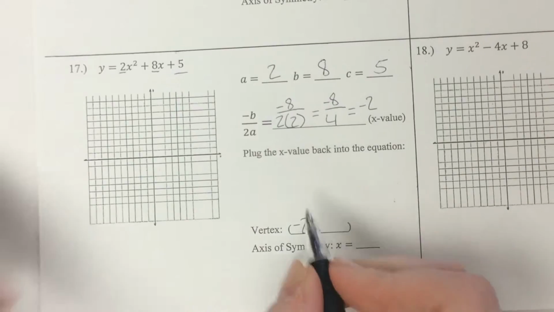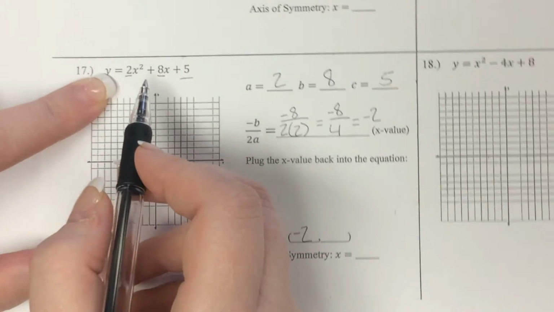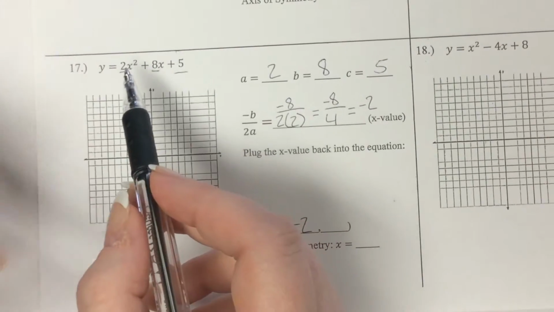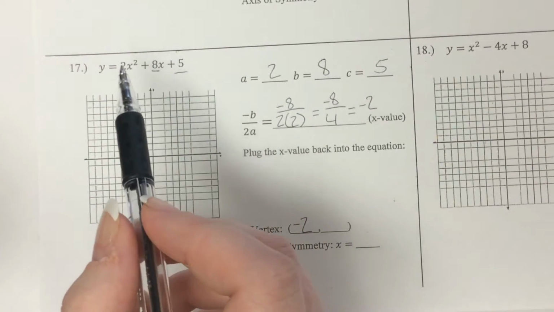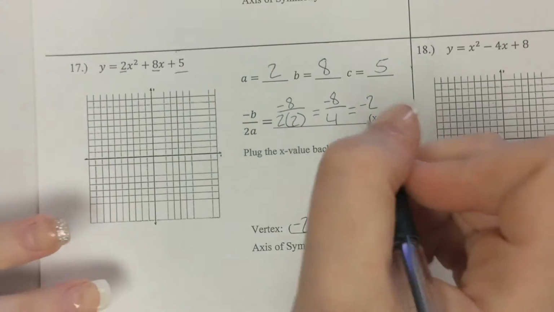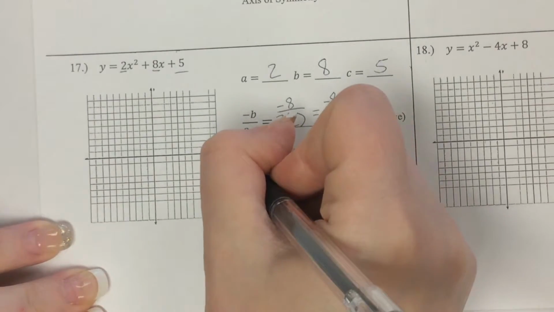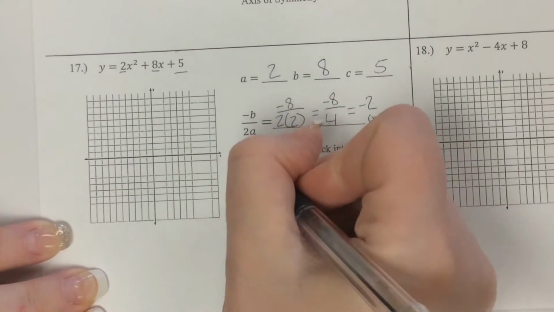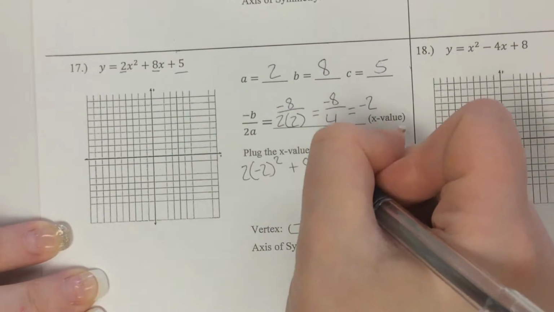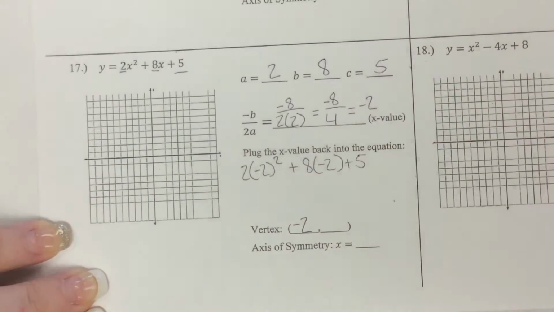Let's take that negative 2 and plug it back into this equation and see what we get for y. Now be really careful when you have x squared. You need to do the squaring first and then multiply it by 2. Remember your order of operations, PEMDAS. Exponent comes before multiplication. Parentheses, exponent, then multiplication. PEM, P-E-M, okay? So we're going to do 2 times x squared, so negative 2 squared, plus 8 times negative 2 plus 5.